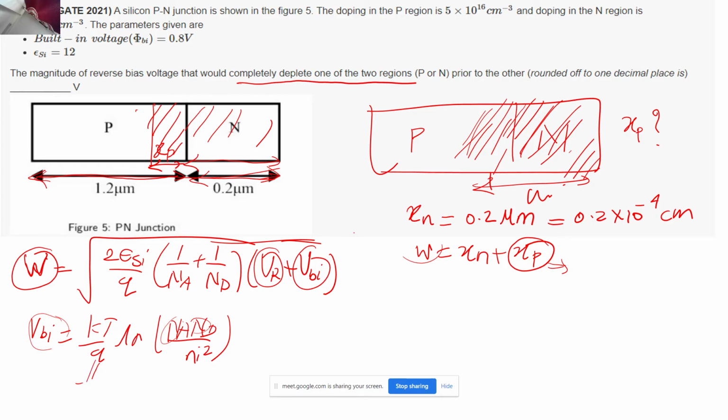I want some equation where this Xp and Xn will be there. That's it. I have given you the biggest hint. Now just think a little bit. What happens in the depletion region? What should I apply?